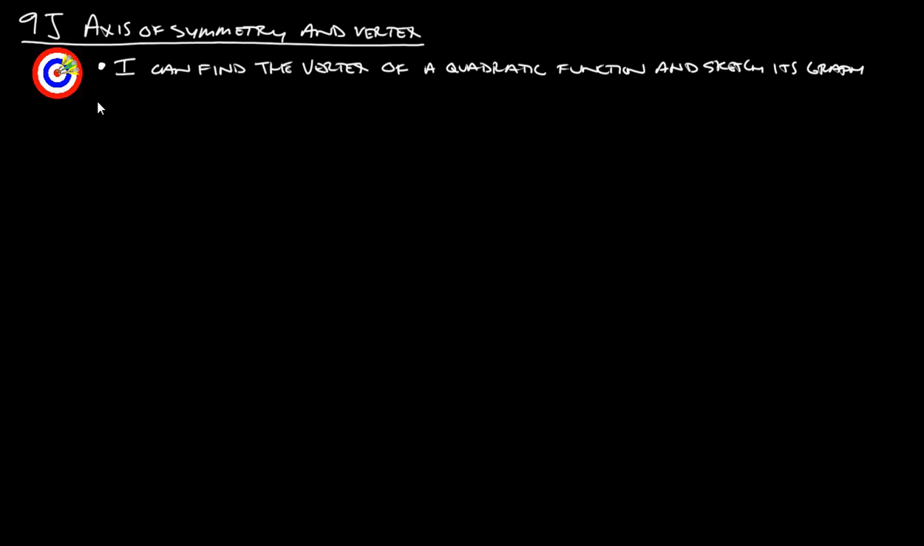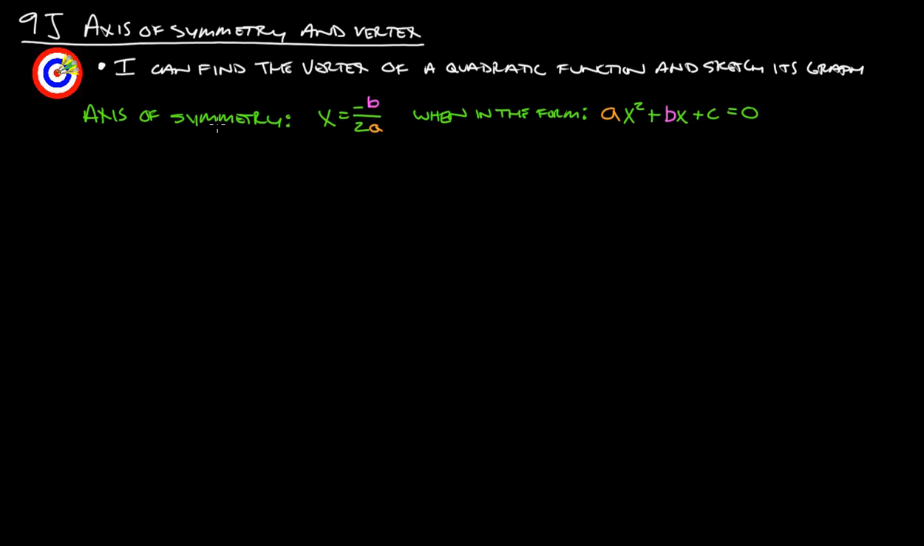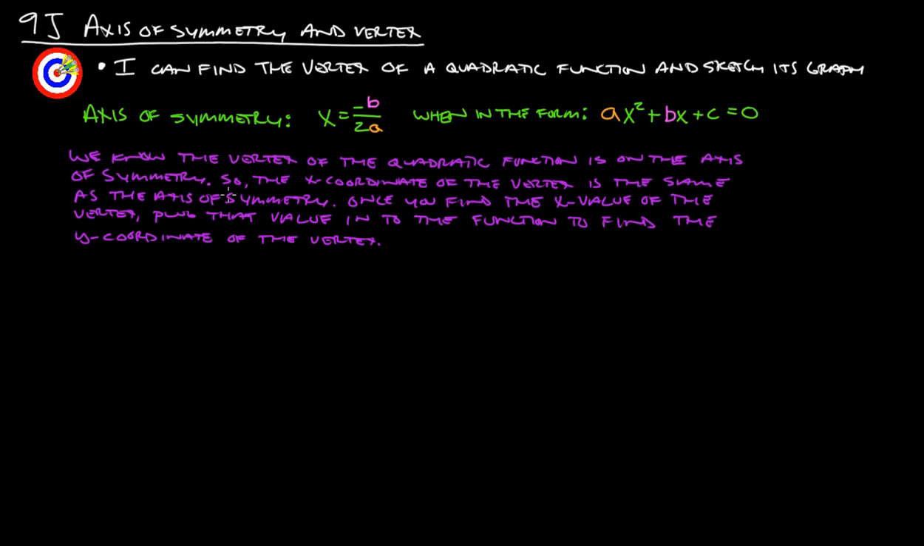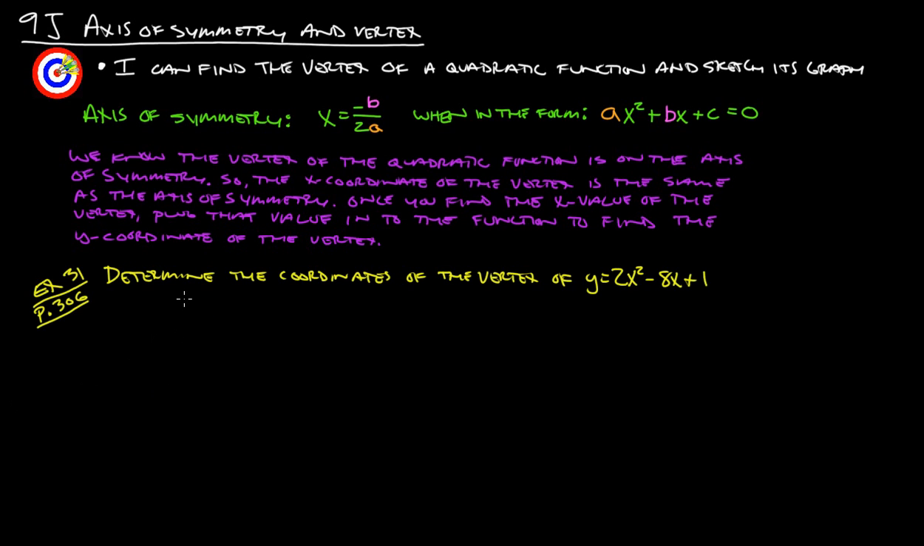Alright, so first thing we're going to do is take a look at axis of symmetry. That's x equals negative b over 2a when in the form ax squared plus bx plus c equals 0. We were using this in the last couple of sections, so this should hopefully look pretty familiar. We know that the vertex of a quadratic function is on the axis of symmetry, so the x-coordinate of the vertex is the same as the axis of symmetry. Once we find the x value, we plug that back in to find the y-coordinate of the vertex. And again, we did that last section. So let's take a look.